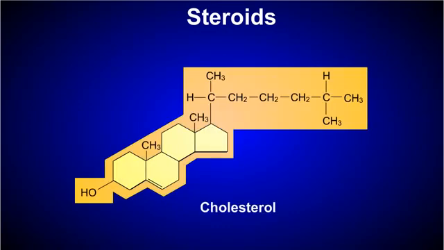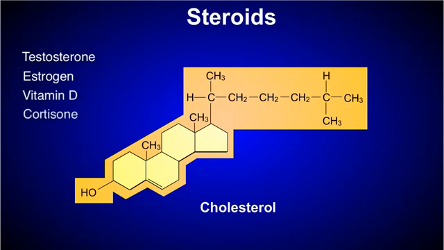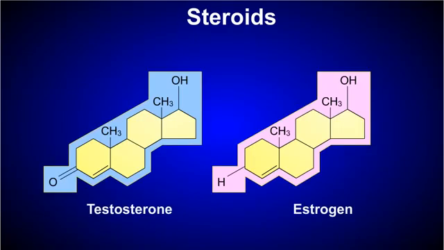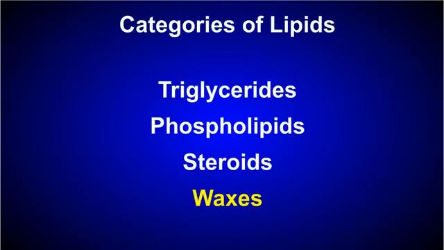Cholesterol serves as a precursor for the synthesis of other steroids such as testosterone, estrogen, vitamin D, and cortisone. Cholesterol is present in plasma membranes where it stabilizes the membrane. The hormones testosterone and estrogen have small differences in their functional groups, but large differences in their effects on an organism. Waxes are the final group of lipids.